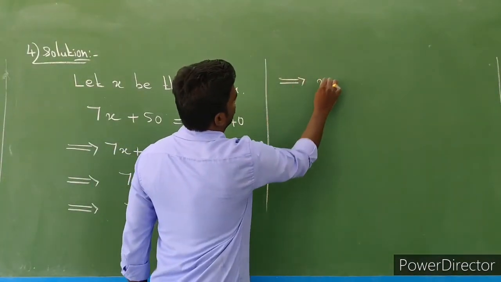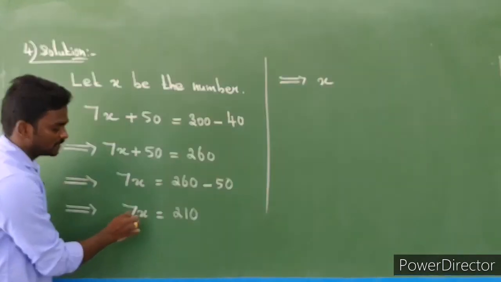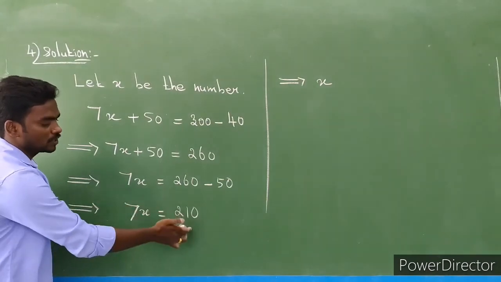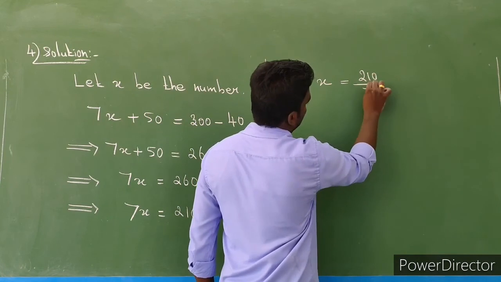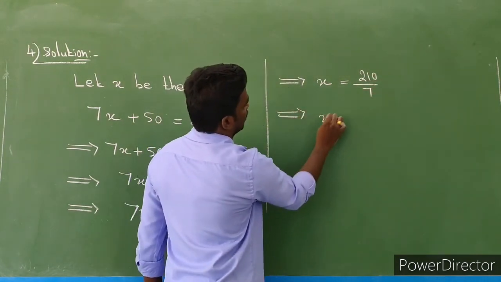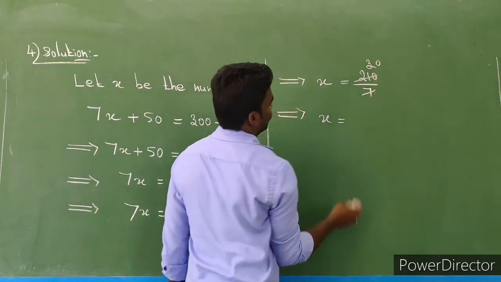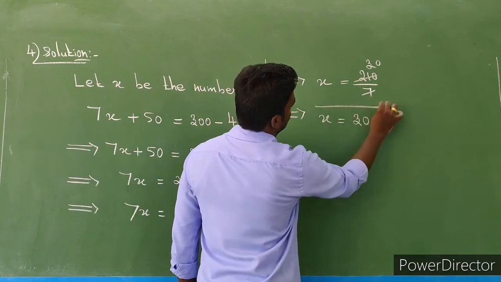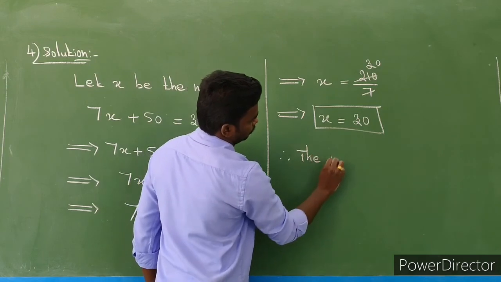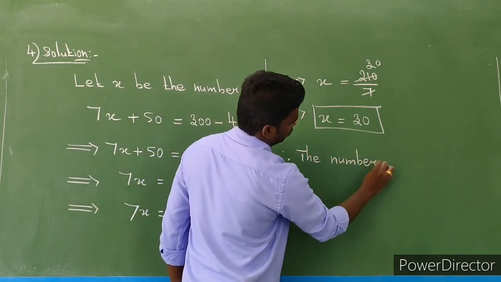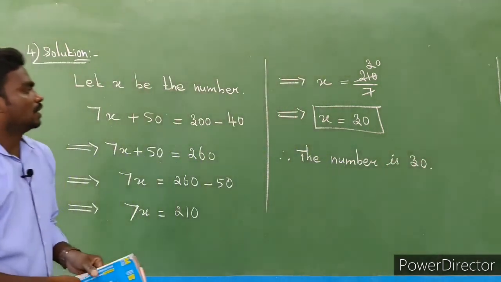Implies that keep the value x on the left side. So this 7 is multiplication on the left side, that means 7 into x. So this 7 is transposing to division, which is equal to 210 divided by 7. Implies that x is equal to what? 1 7 is 7, 3 7s are 21, so again 0. So the value of x is equal to 30. Therefore the number is 30. Are you clear?